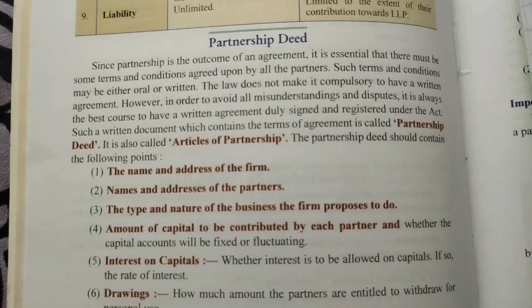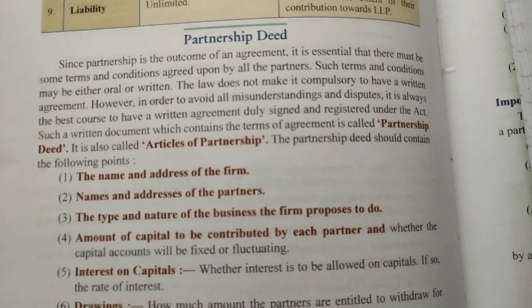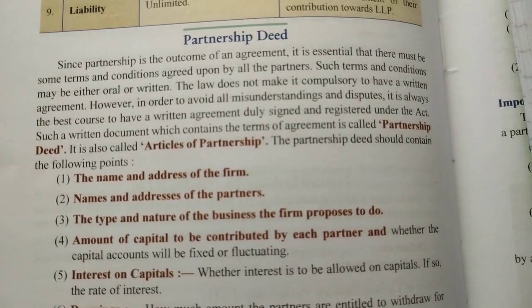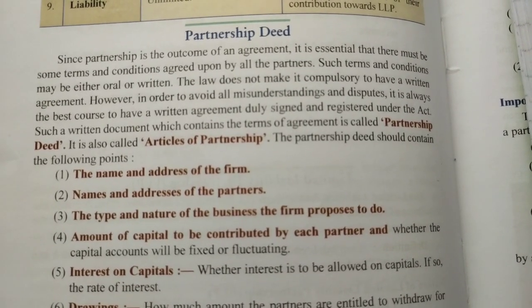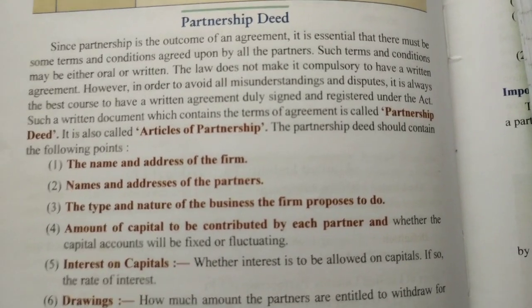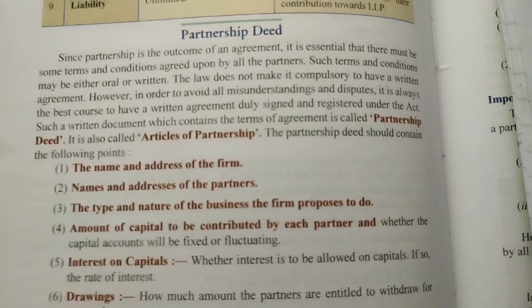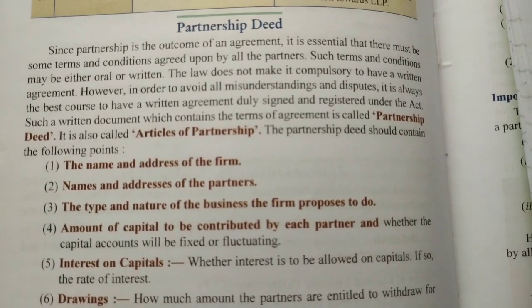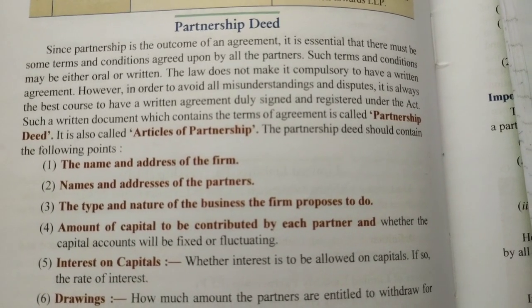Now let's talk about the partnership deed. Since partnership is the outcome of an agreement, it is essential that there must be some terms and conditions agreed upon by all the partners. Such terms and conditions may be either oral or written. The law does not make it compulsory to have a written agreement. However, in order to avoid misunderstandings and disputes, it is always the best course to have a written agreement duly signed and registered under the Act.